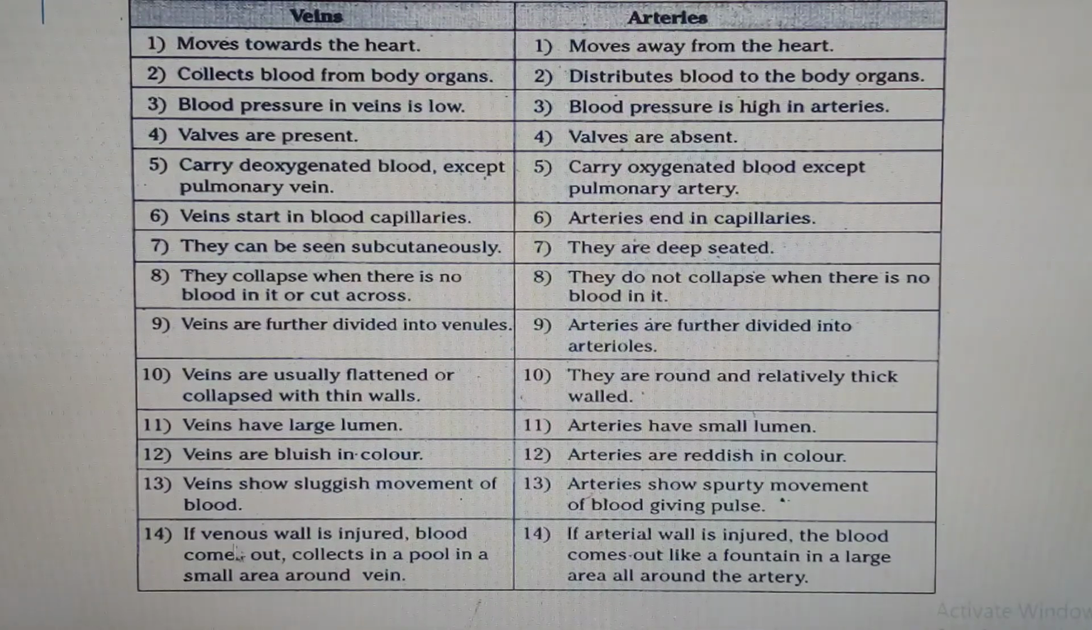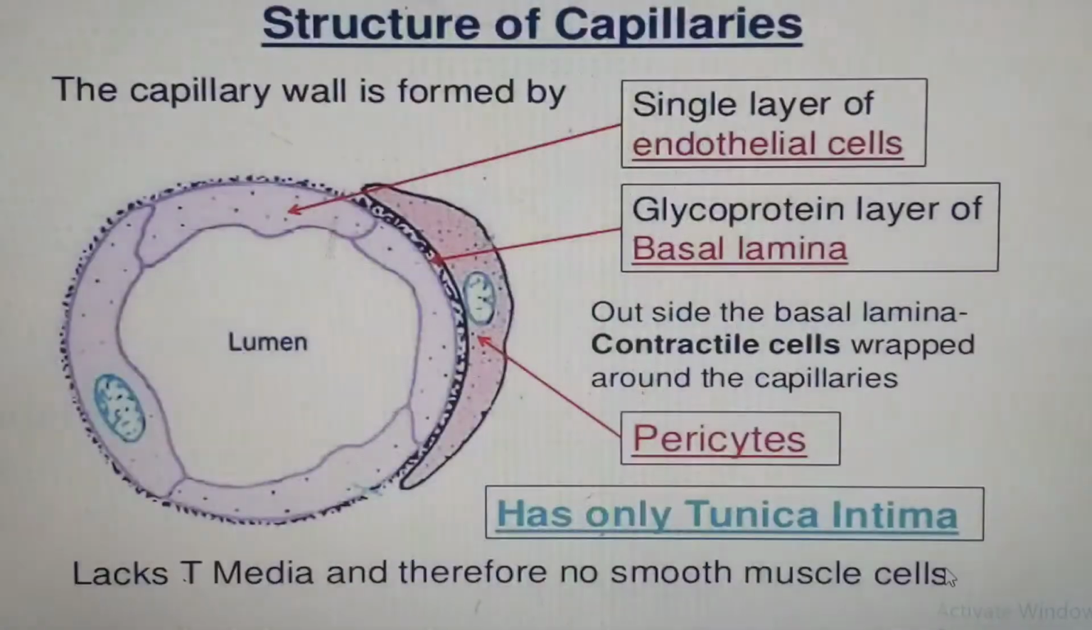So that is what we're going to see. If a venous wall is injured, blood comes out and collects in a pool in a small area around the vein. But in arteries, if there's a cut, then there will be that kind of pumping of blood. A lot of blood will be coming out. So these are some differences that we find regarding arteries and veins.